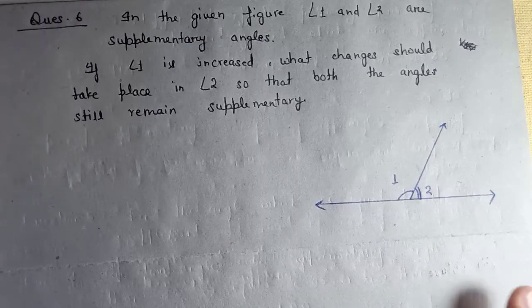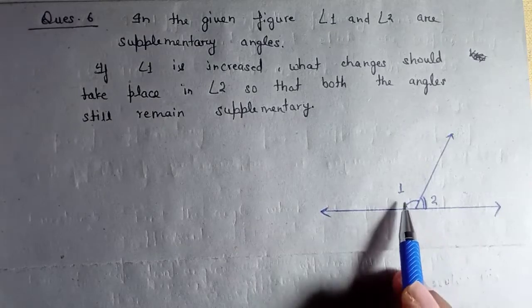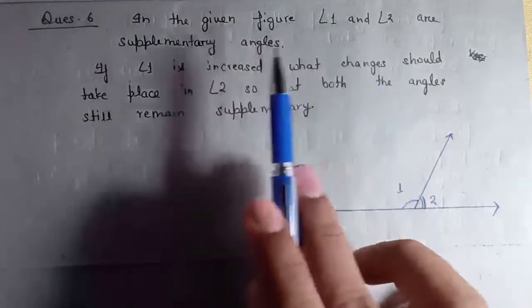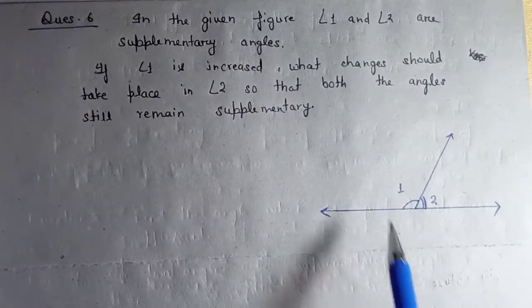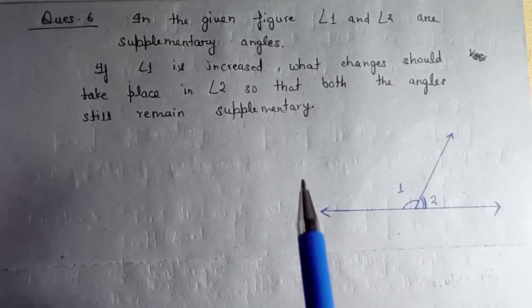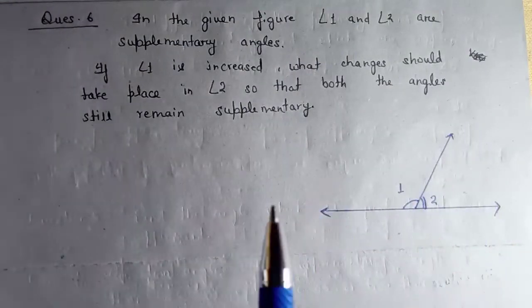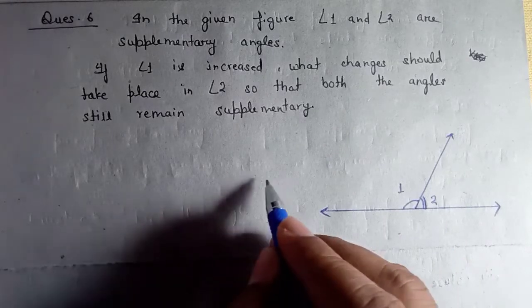Now we have question number 6. You can read the question. In the given figure here, there are two angles 1 and 2. In the given figure, angle 1 and angle 2 are supplementary angles. Means the sum of these two angles is 180 degrees. If angle 1 is increased, what changes should take place in angle 2 so that both the angles still remain supplementary? It means when you increase angle 1, what will you face?